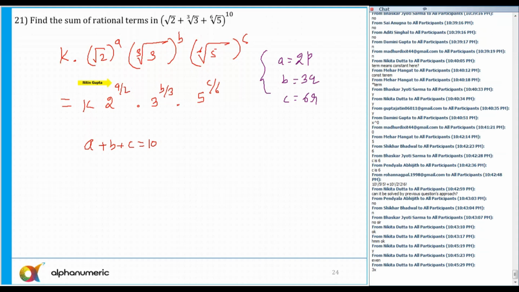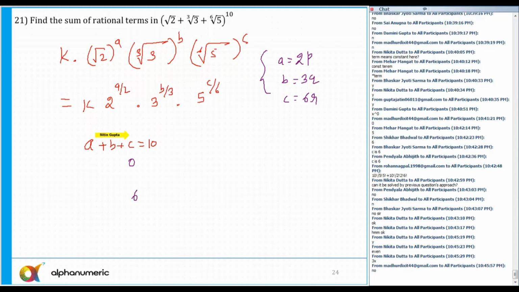So I need to solve this here. So you can start. C has to be a multiple of 6. So C has to be a multiple of 6. There are only two possibilities. Either C is equal to 0 or C is equal to 6. Yes or no? Any other possibilities, if C is a multiple of 6? No. Now, A plus B is equal to 10.